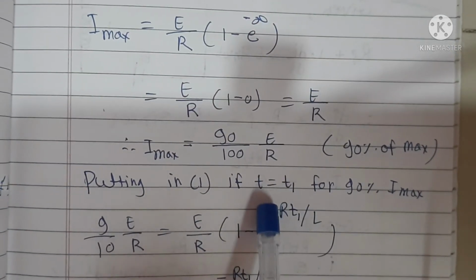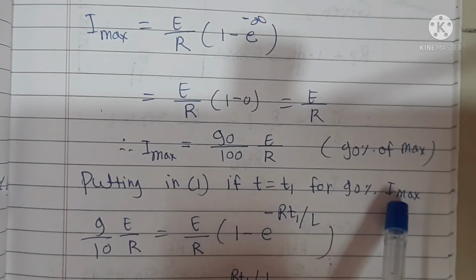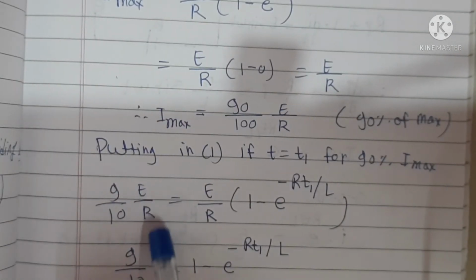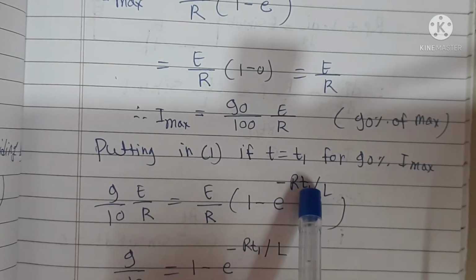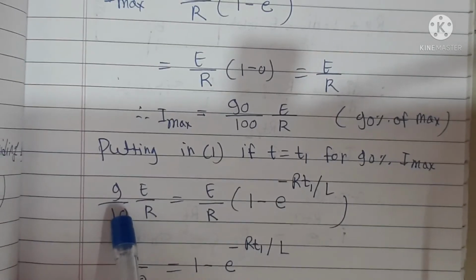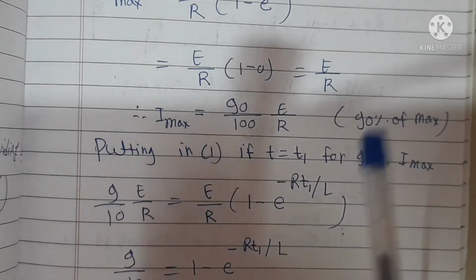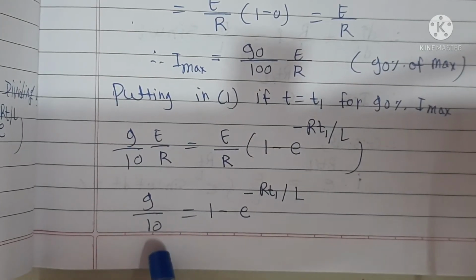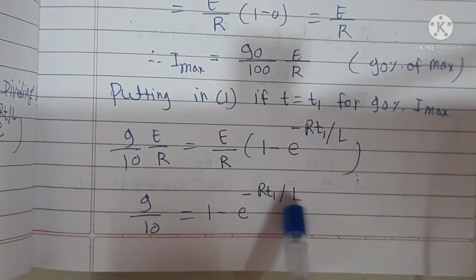Now putting in the equation, when time t is equal to t1, for 90% of maximum current, we will get: 9 by 10 E upon R is equal to E upon R into bracket 1 minus e raised to minus R t1 upon L. Here I max is replaced by 90 upon 100 into E upon R, and t is replaced by t1. I am only substituting the standard values that are given in the problem. Now after simplifying, E by R gets cancelled, and 9 by 10 is equal to 1 minus e raised to minus RT upon L.